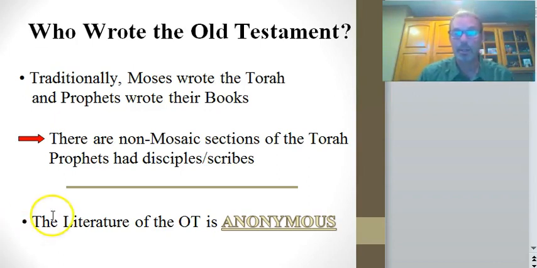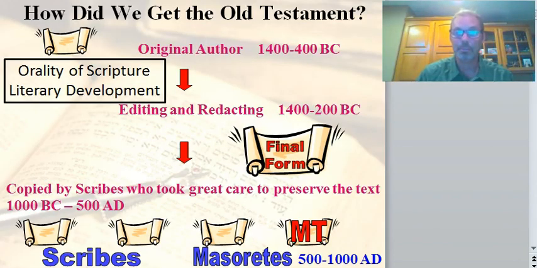In the end, the literature of the Old Testament is anonymous. None of the authors put their names on the book, but rather these are anonymous books. Now, there are good reasons to believe that Moses wrote the Torah and the prophets wrote their books, but in the end, the books are anonymous.